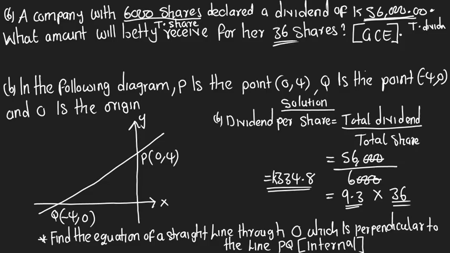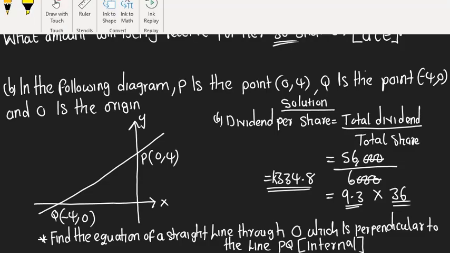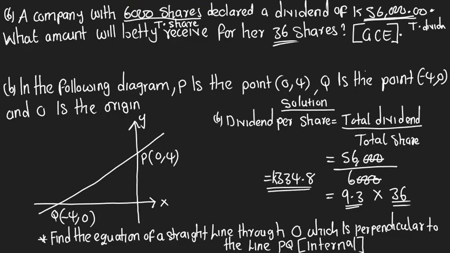Now let me solve the B. Now B is coordinate geometry. So let's revise coordinate geometry also. This question was internal, question 6 for internal. So question 6 GCE was about dividends. Question 6 internal was coordinate geometry. So this is important. We just revise.